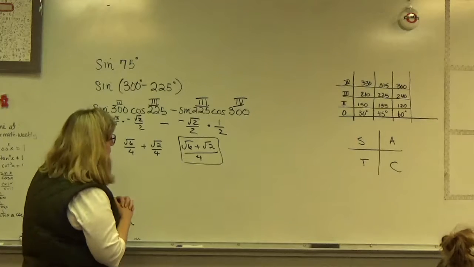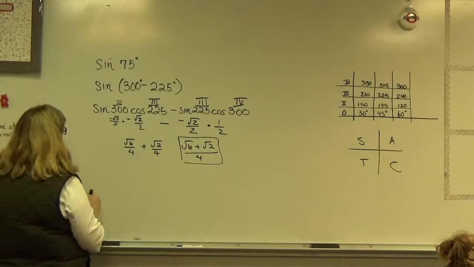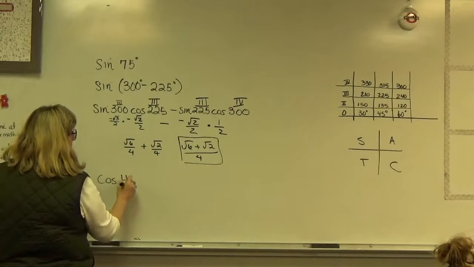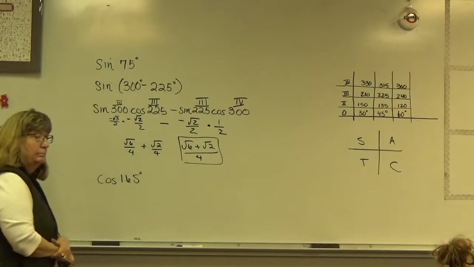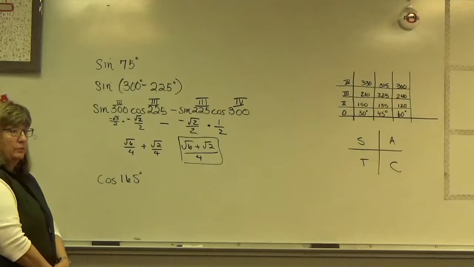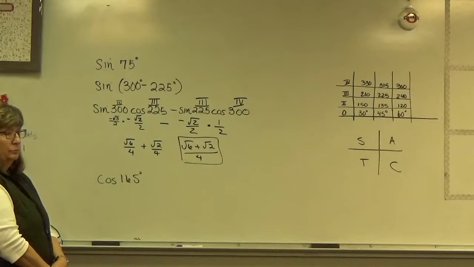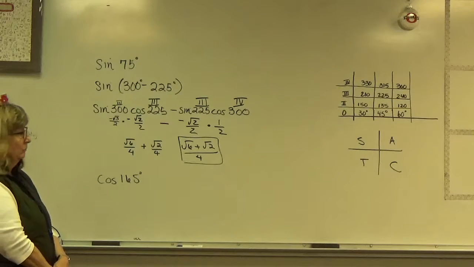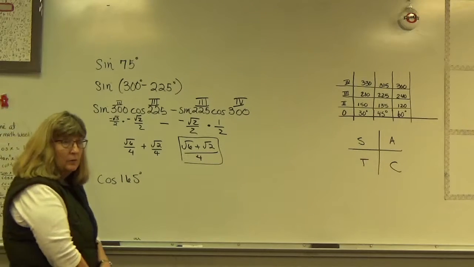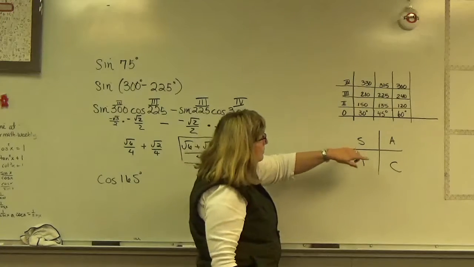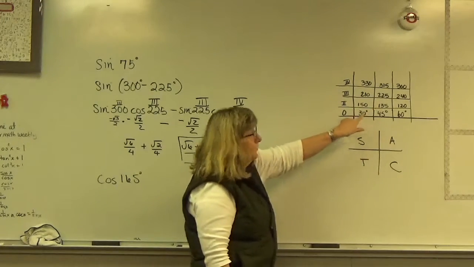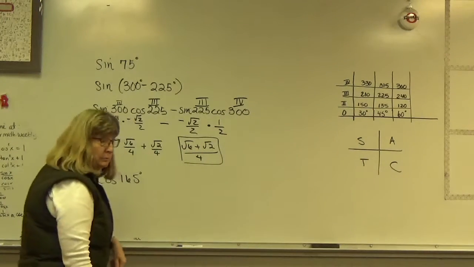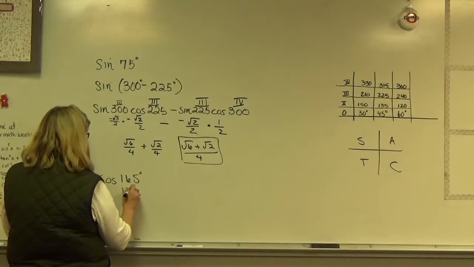Let's say I want the cosine of 165. How can I get 165? What was that? I still didn't hear you, Richard. 135 plus 30. Does everybody agree with that one? Yeah. Okay. 135 plus 30.